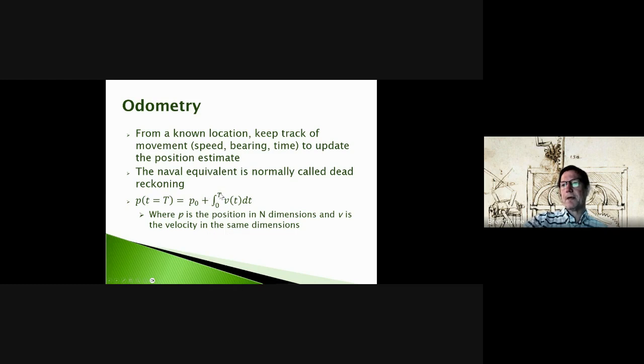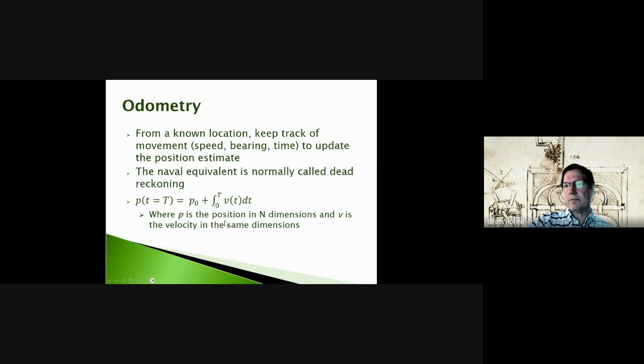Then we add to that an accumulation from time equals zero, the same time we got this initial position fix, up to the present time t, and we look at the velocity over that time. That velocity could be a function of time, so we don't always go the same speed and direction. We might speed up, slow down, or turn, but if we integrate that over dt, we get an accumulated distance. So our position at time t is this.